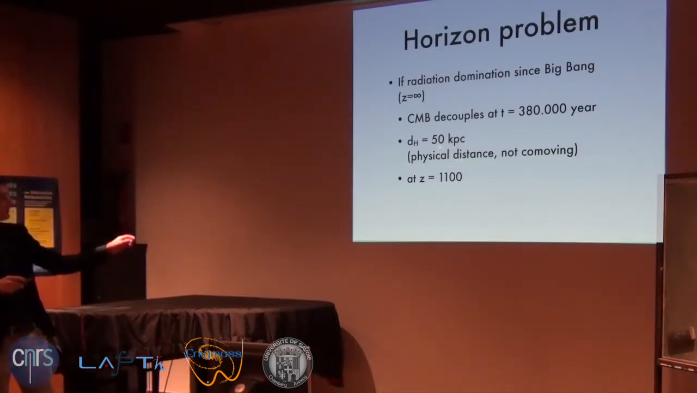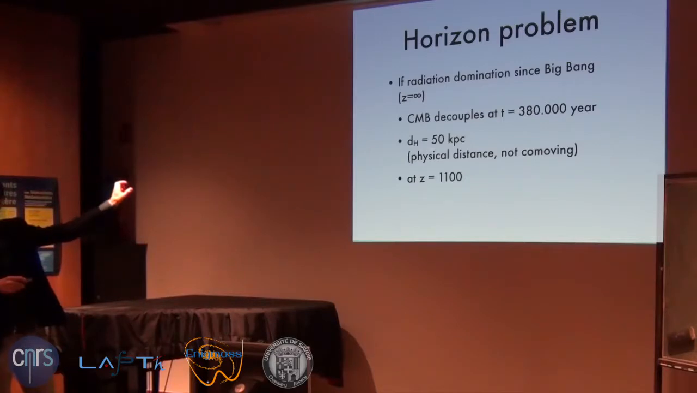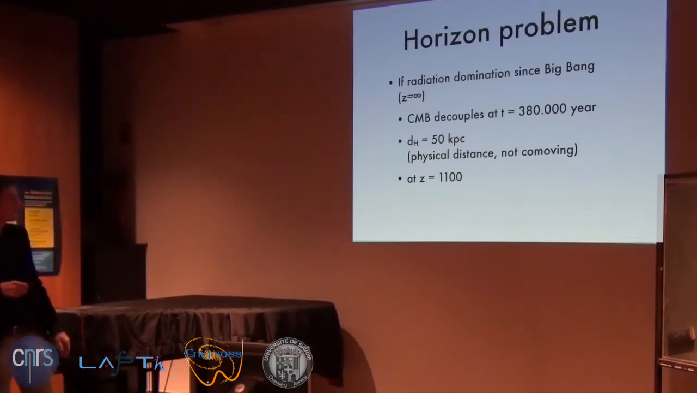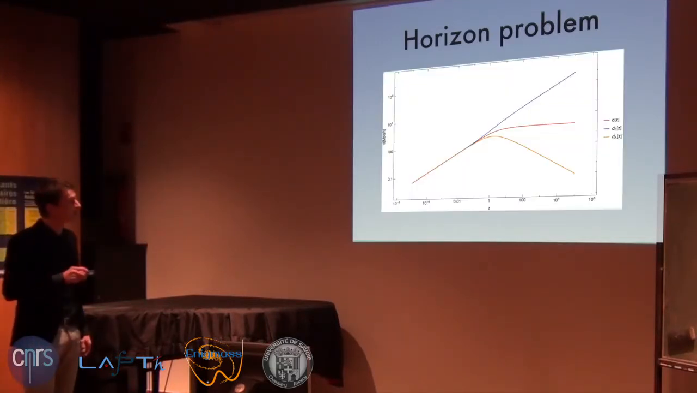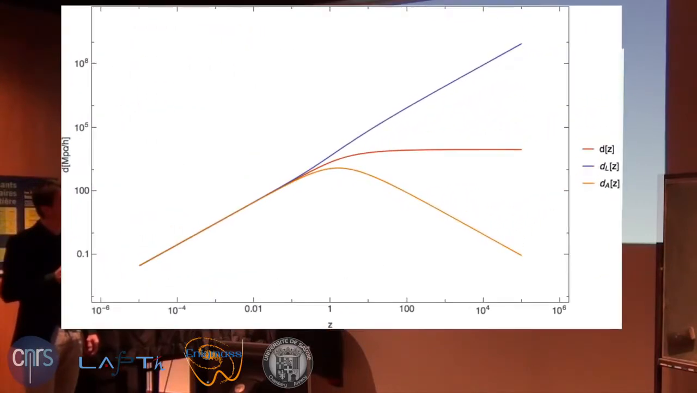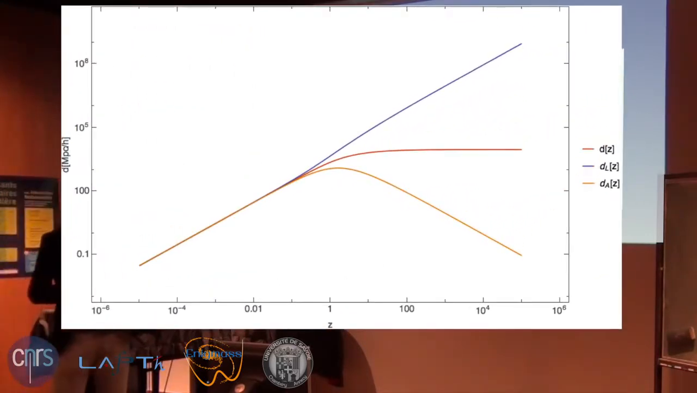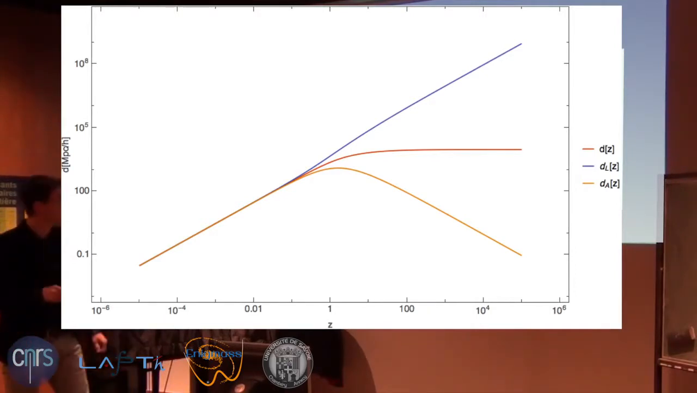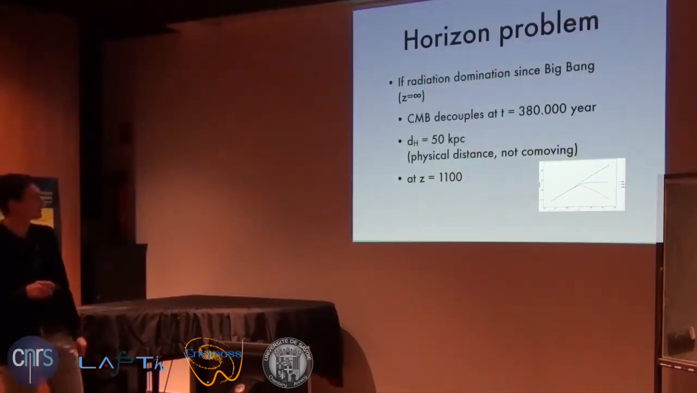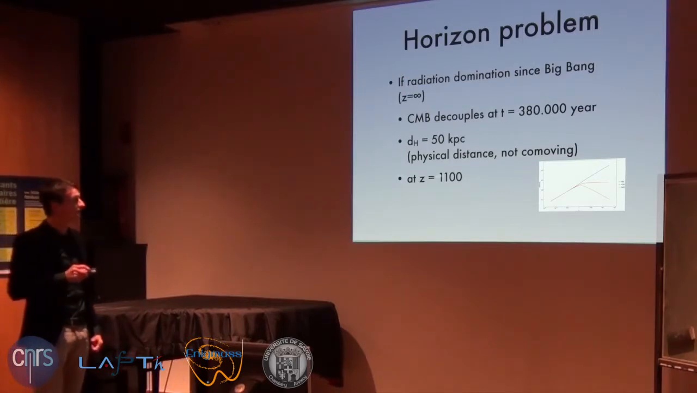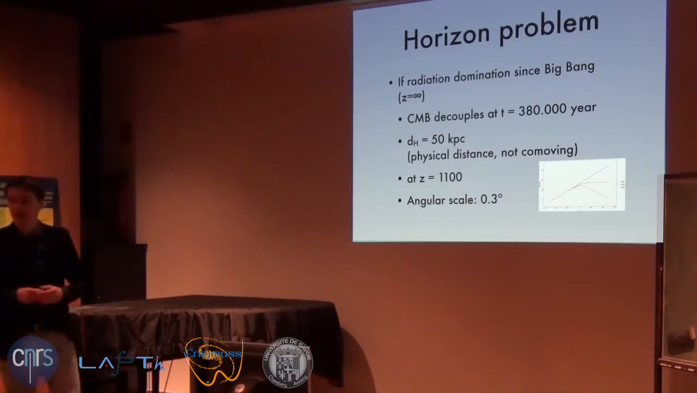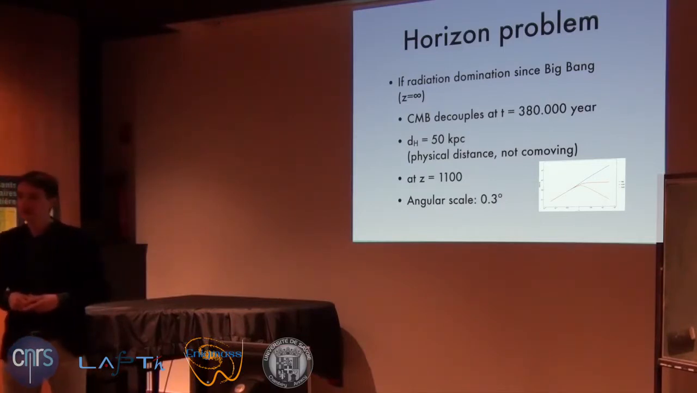So we have the physical size of the horizon orthogonal to our line of sight. We have the redshift at which it was. And then if you remember the definition of the angular diameter distance, which is the physical size at which you observe an object, divided by the angle at which you observe it, then you can compute what the angular scale would be of this hypothetical horizon at the time of decoupling. It's of the order of less than a degree.